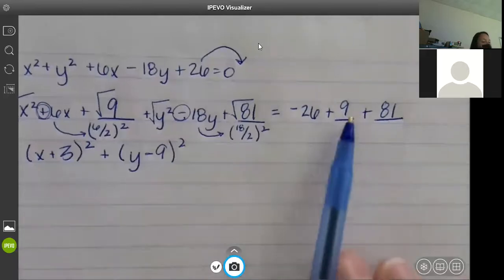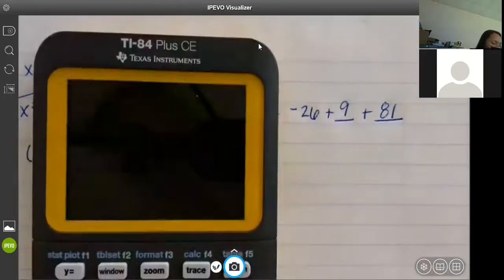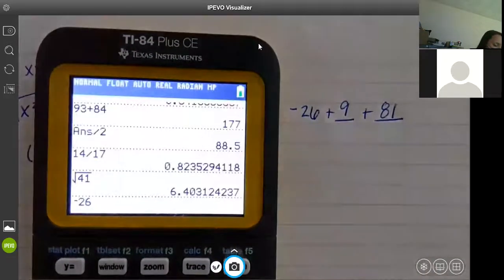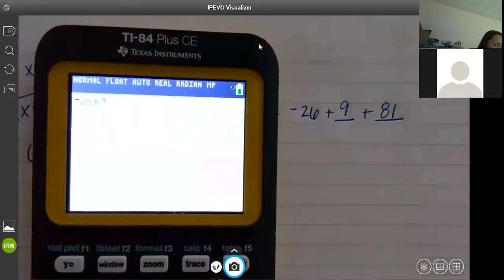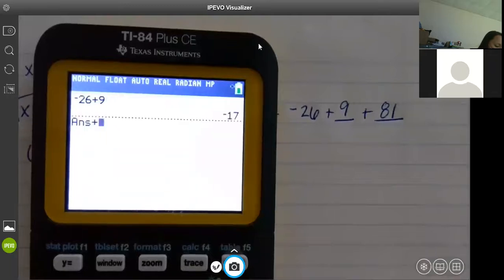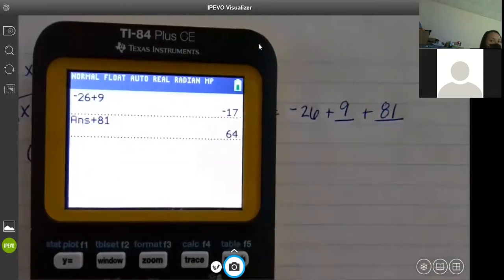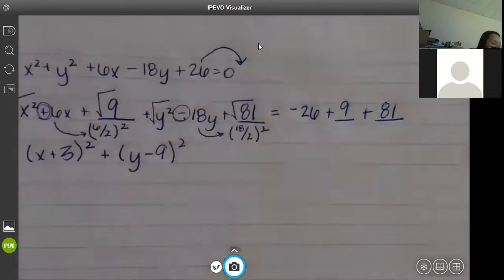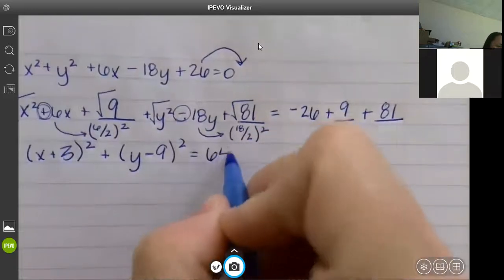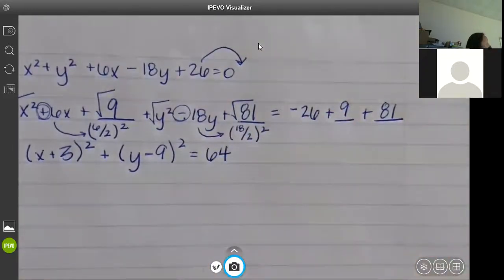This number is the one that I always get wrong. Use your calculators. Negative 26, let me clear this out so you just see that. Plus 9, sorry, plus 81 is 64. That's it. Okay, so that's number 6.